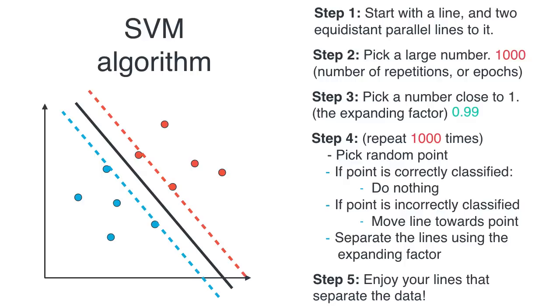So notice that the two steps that we've added are step 3, pick a number, the expanding factor close to 1, and the one where we separate the lines using the expanding factor. The rest is pretty much the same thing as the perceptron algorithm.